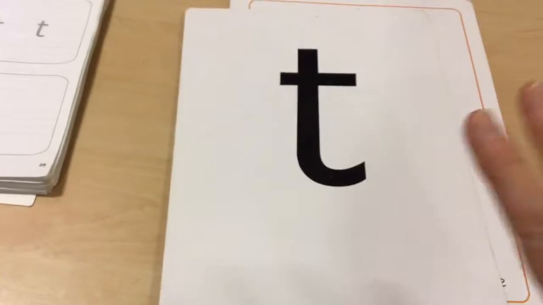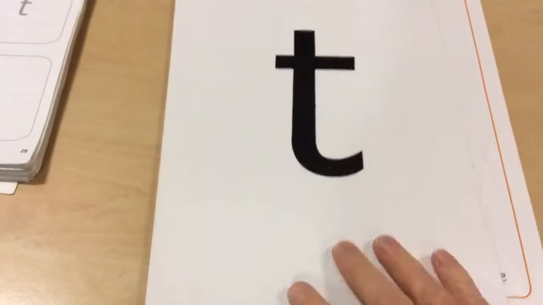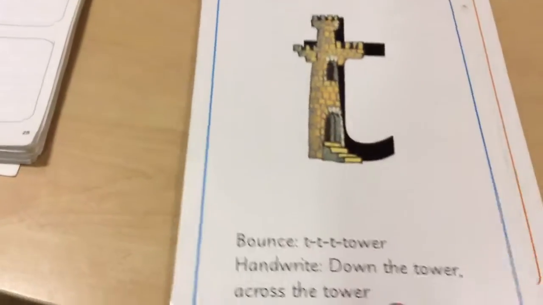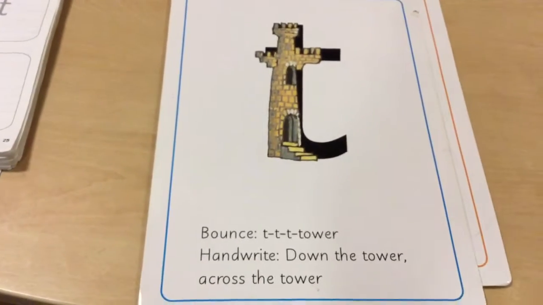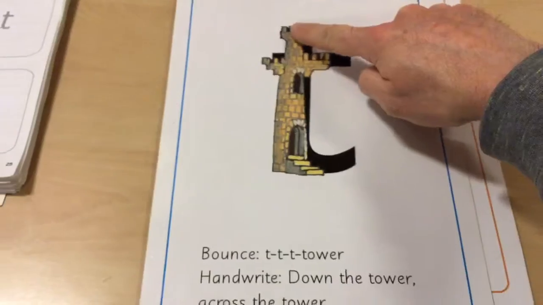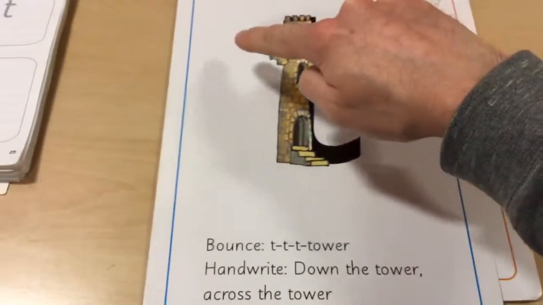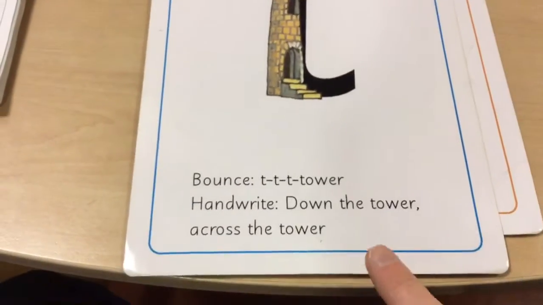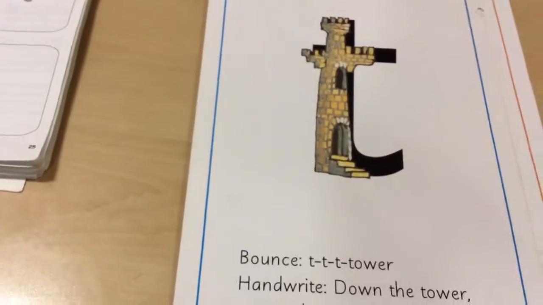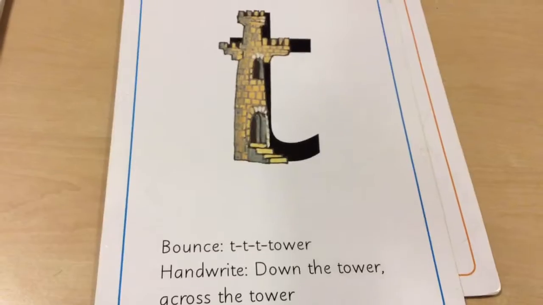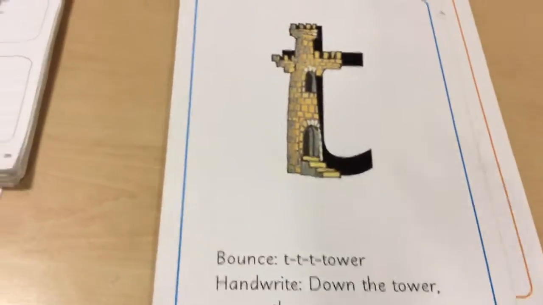So we look at this in two ways: how it looks in words, so T, and also we have a picture, and this helps the children learn how to write it. For the T sound, we go down the tower and across the tower, and there's a patter there as well: down the tower, across the tower. So we practice this in school, we practice saying the sound, we practice writing the sound, and then later on they take a sheet like this home.